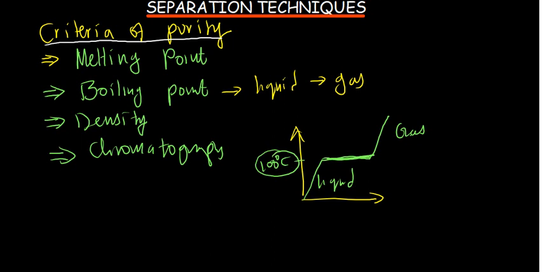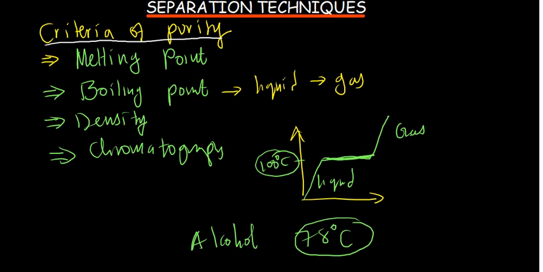So for pure water, the temperature for its boiling is 100 degrees Celsius. That is the temperature at which it is going to go to a gas. And if you talk about alcohol, the temperature at which alcohol is going to change into a gas is 78 degrees Celsius. So each substance has got its own melting point and boiling point, and that is what you use to identify a substance.